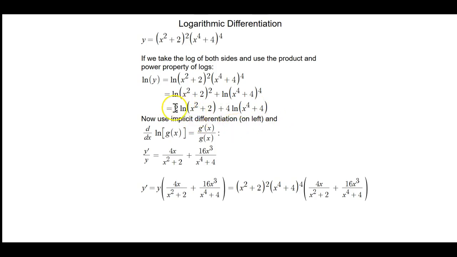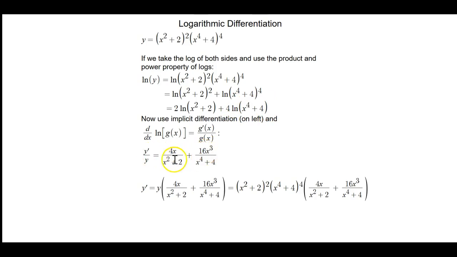So notice that ln is an outside function. So the derivative of this term is going to turn into, the inside function is going to be in the denominator, and then the derivative of the inside function will be in the numerator. And I'm just multiplying it by 2, so that numerator is 4x. And I do the same thing here.